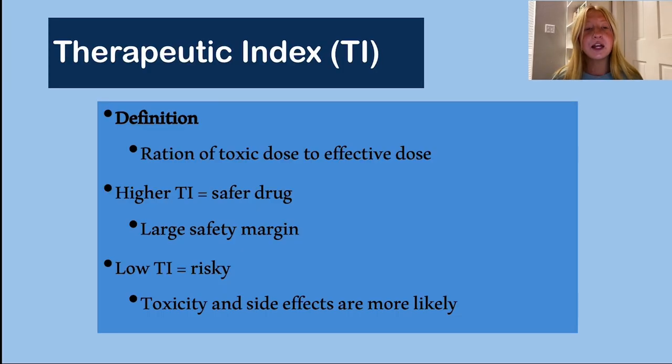So, the therapeutic index compares how much of a drug can cause harm versus how much is needed to be effective. With a higher TI, you have a larger safety margin, and you can give enough to kill the microbe without hurting the patient or causing side effects. But a low TI is dangerous because the effective dose and the toxic dose are very similar, and doctors will always try to choose a drug with a higher TI if possible.